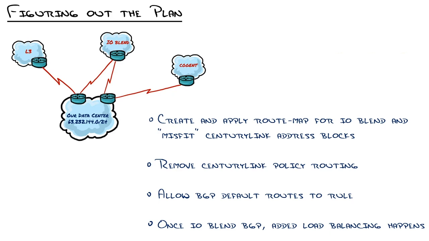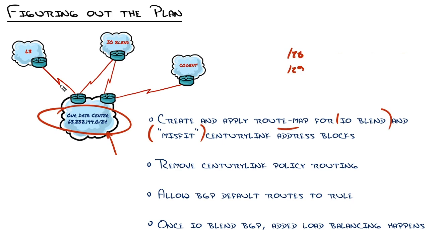So to wrap up this nugget, because I'm not going to implement this until we have that IO Data connection on BGP, here's my plan. First off, create and apply a route map for the IO Data subnets and the misfit CenturyLink address blocks. What I mean is, like I mentioned at the beginning of this nugget, this is only one of the blocks that we have coming in. It's the largest one, but we have a bunch of little /28s, /29s, and all that kind of stuff that have been given to us by the different carriers.